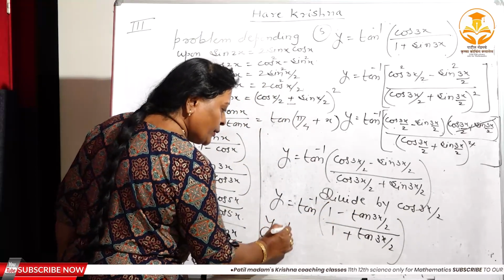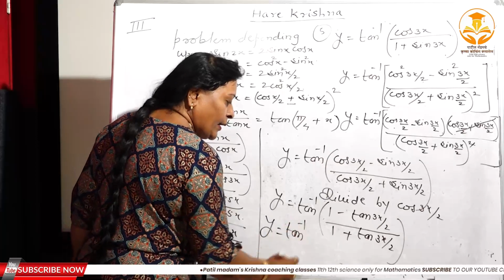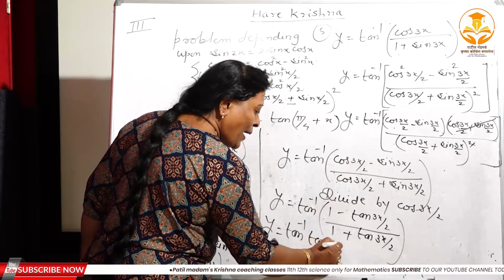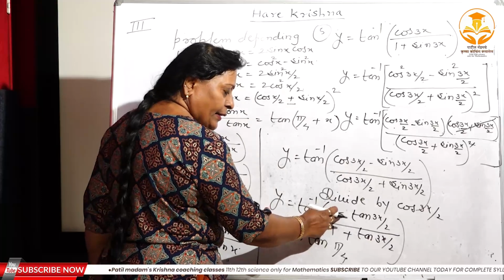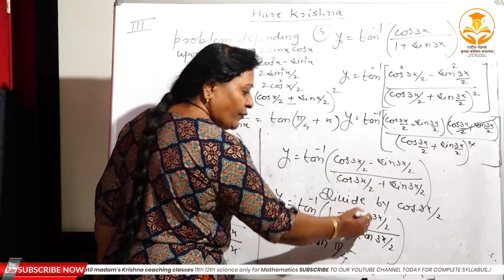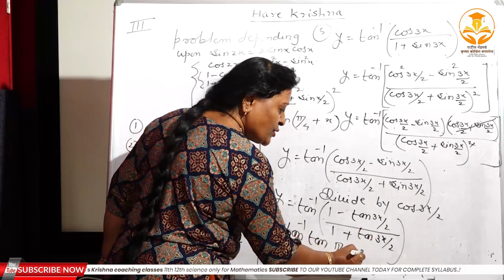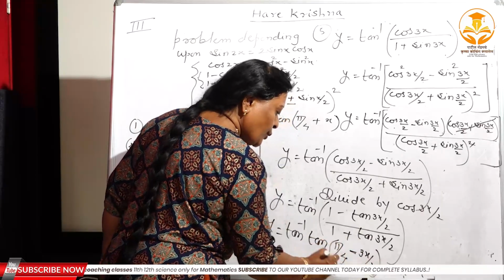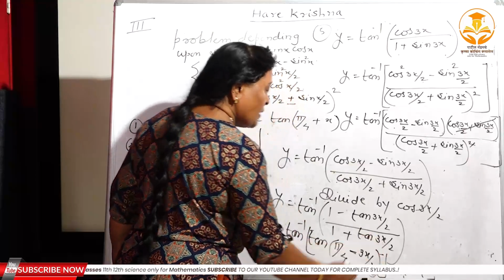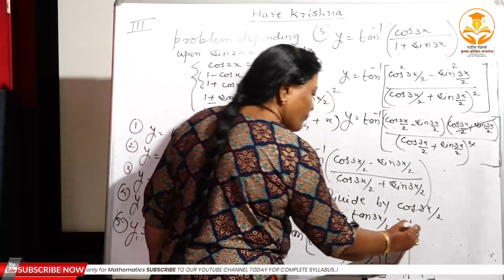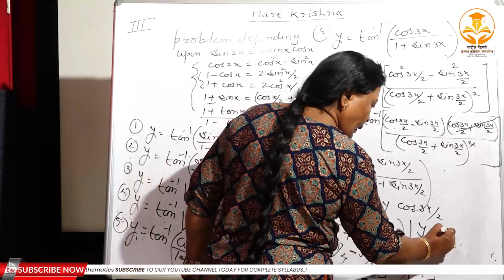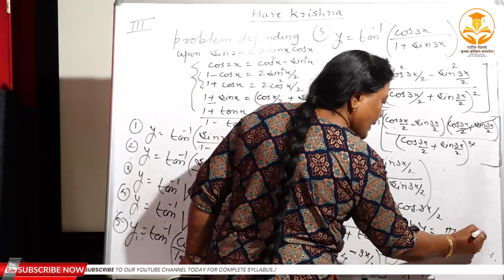That is y is equal to tan inverse. Again tan of pi by 4 is the compulsory term. Take the sign of the numerator, that is minus, give the minus sign, and whatever the angle, what is the angle? That is 3x by 2. Right? So tan inverse tan get cancelled. What remains here? y is equal to pi by 4 minus 3x by 2.